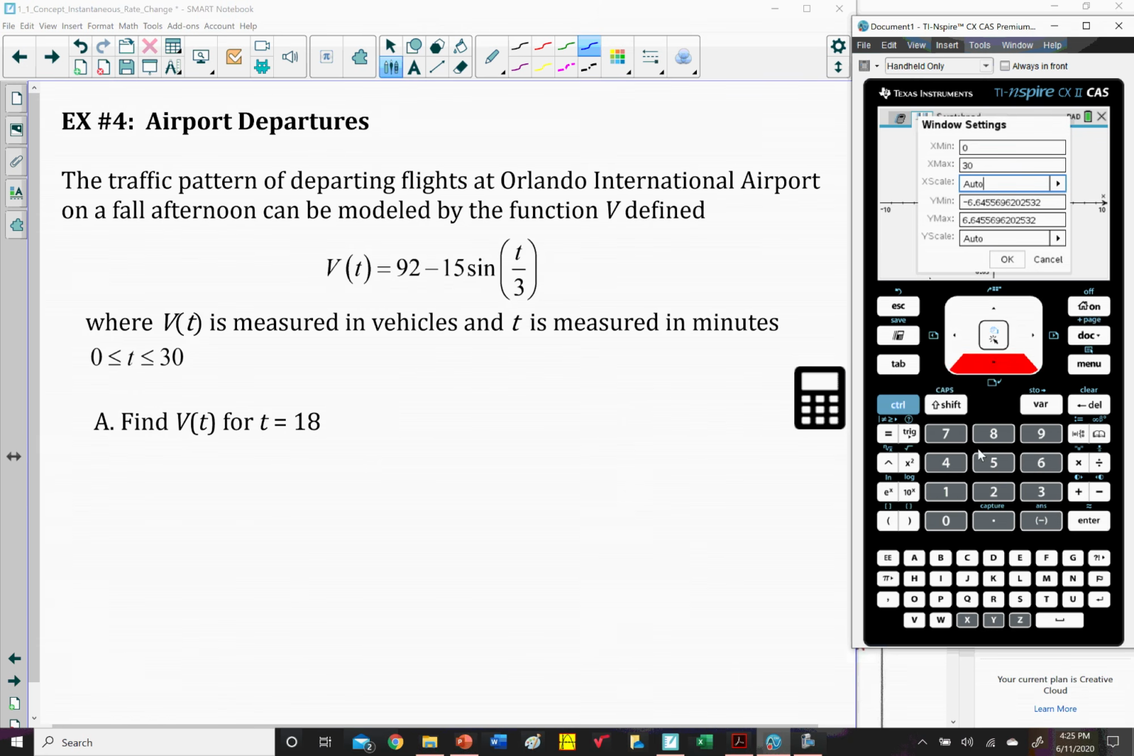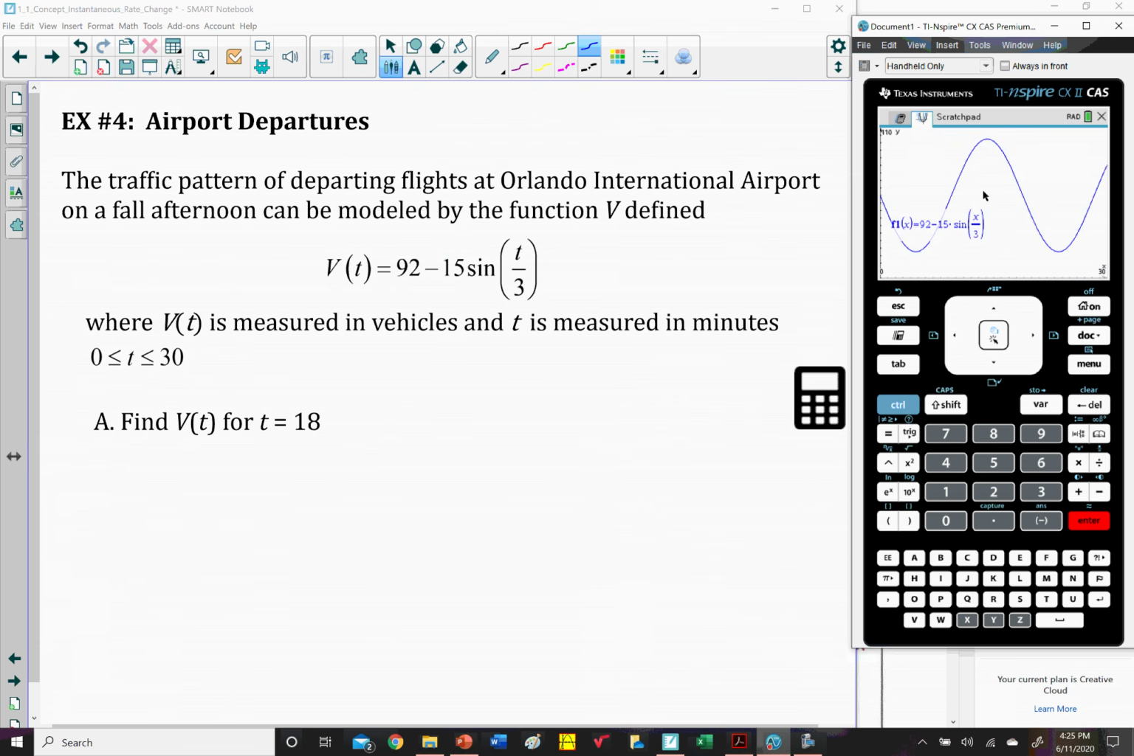And I've got the height at about 70 up to, I don't know, 110. And I added and subtracted 92 and 15. So we're going to use that in a minute. But they want us to find the velocity at 18 minutes. So we could do that over here on the calculator page.